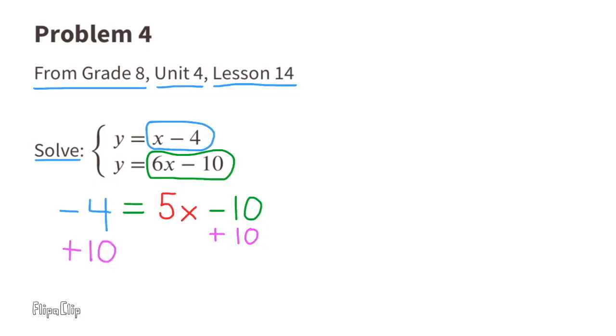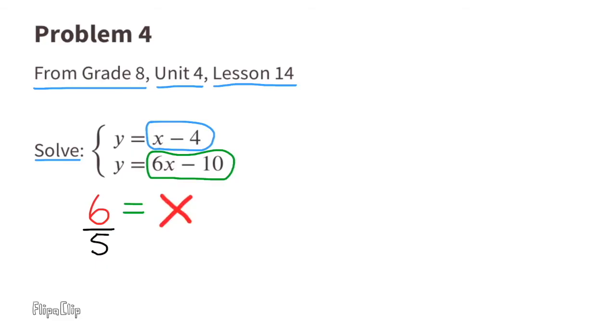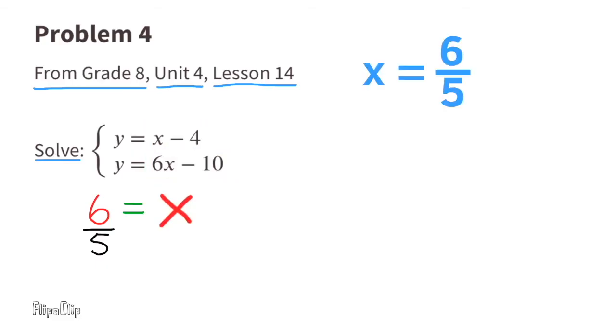Negative 10 plus 10, that's the same as 10 minus 10. They cancel each other out. Negative 4 plus 10, that's the same as 10 minus 4. That's 6. So now the equation reads 6 equals 5x. To find the value for 1x, we have to divide both sides by 5. 5x divided by 5 is 1x, or x, and 6 divided by 5 is 6/5. X equals 6/5. Now that we know the value for x, we can substitute the variable x with 6/5.